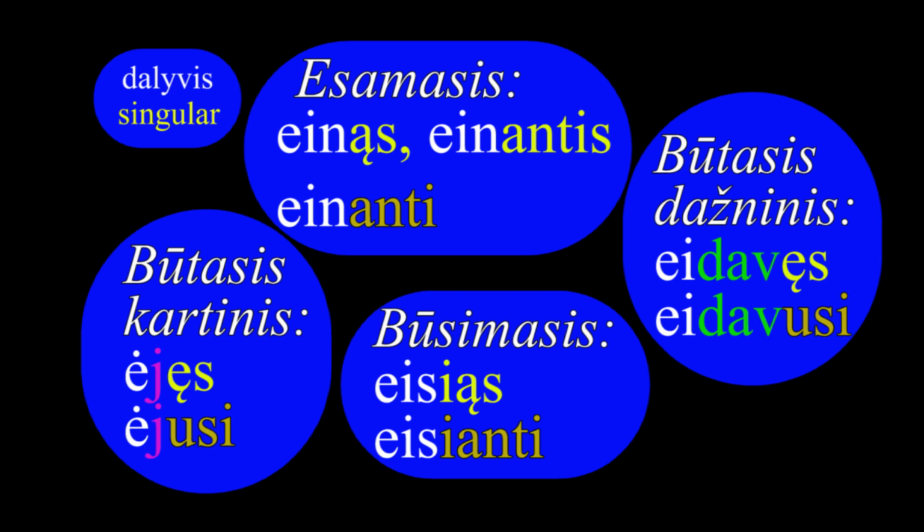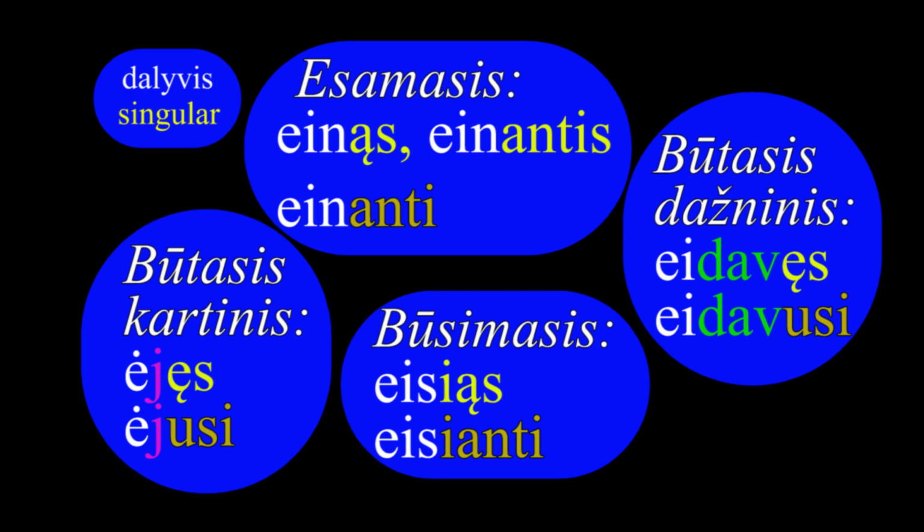Einas, and in the past simple tense will be ėjęs. It's a bit different. It's not N, but it's a letter J. So einas now, ėjęs in the past. Ėjęs, ėjusi. And we have past frequentative tense.